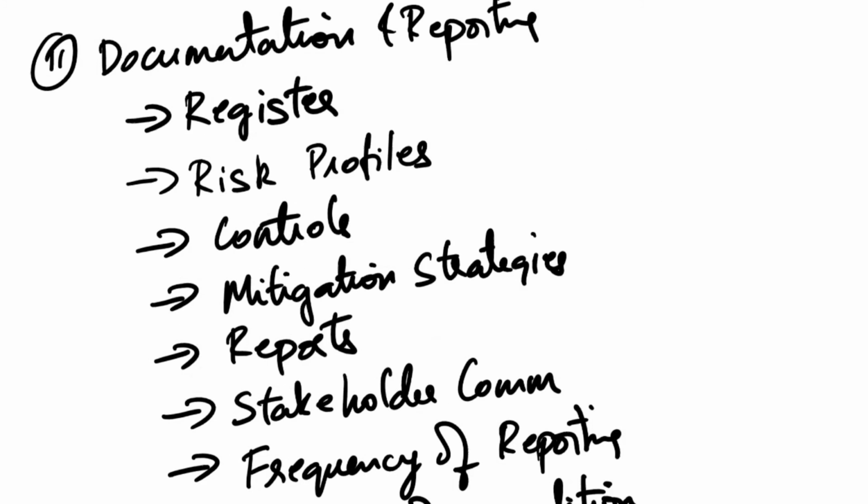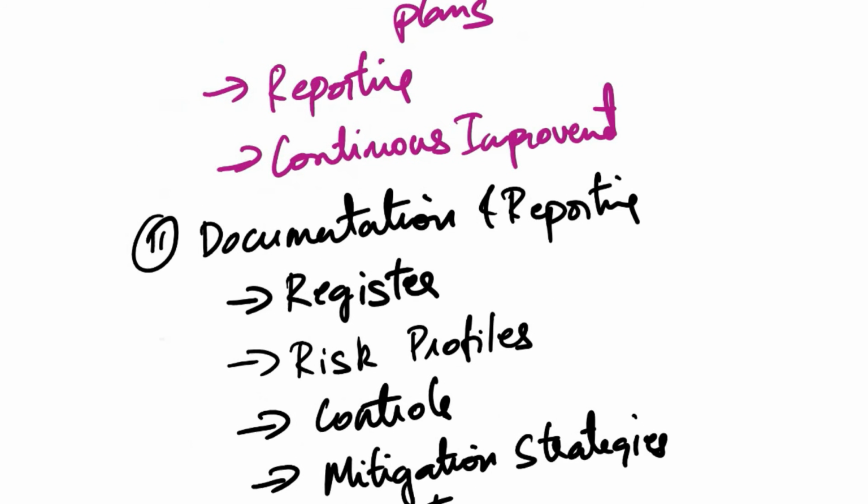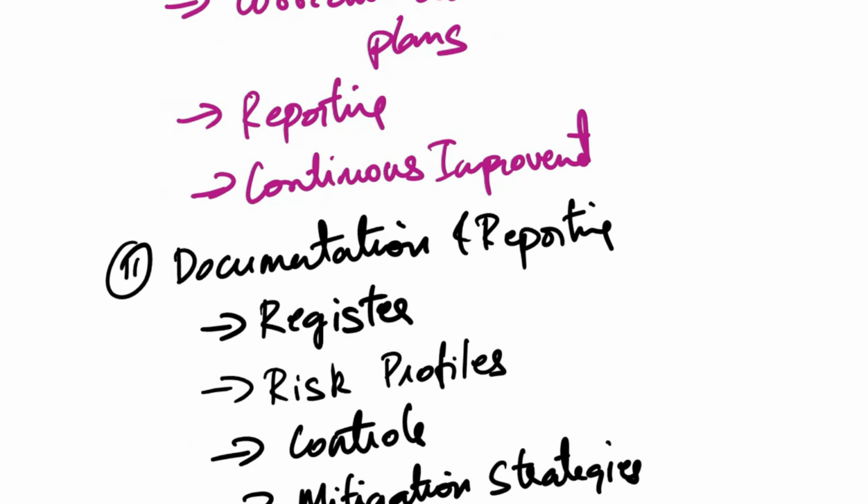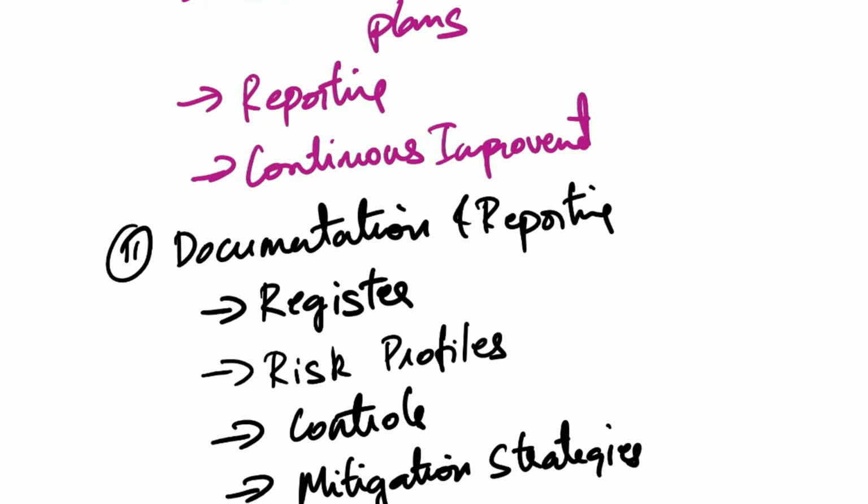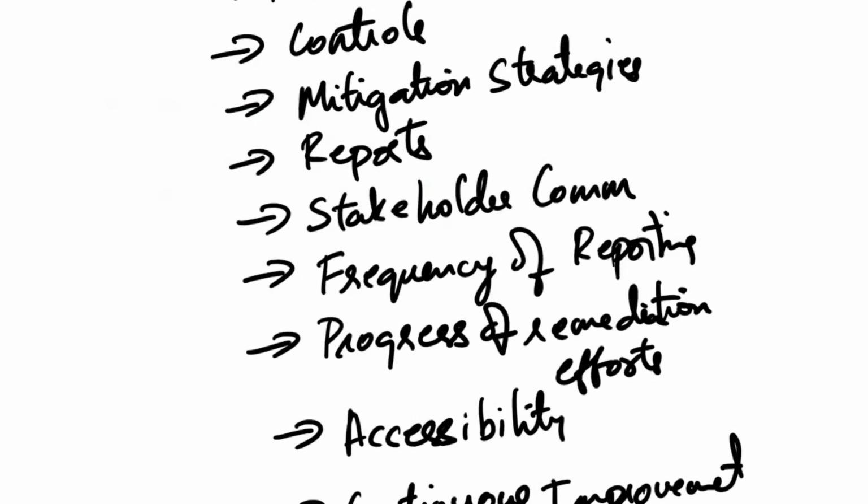So, documentation and reporting are integral to the transparency and accountability of the TPRM process. They provide a basis for informed decision making, risk mitigation, and ongoing improvements in managing third party risks. Let's go to the next step.